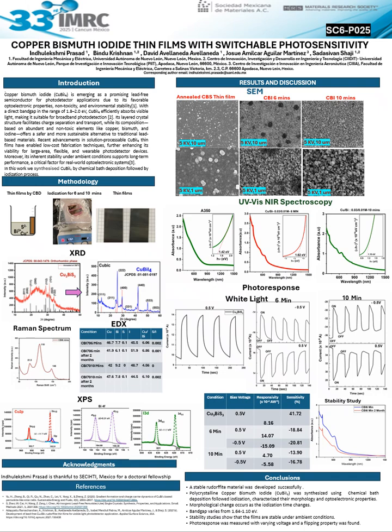Our synthesis method is also very promising and very easy compared to other perovskite materials. Here we are using chemical bath deposition followed by an iodization process. That is, first we make the precursor thin film of copper bismuth sulfide. Then we iodize for 6 and 10 minutes, and we get the thin film of copper bismuth iodide. It is a quality film, and we get the thin film within a few hours.